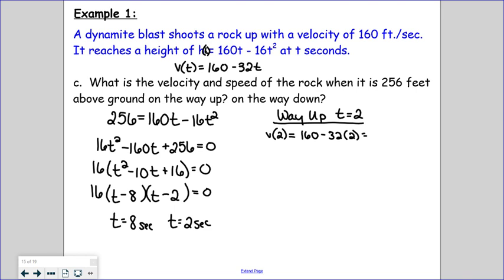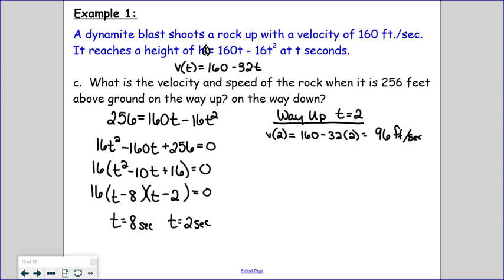Okay, let's see, 32 times 2 is 64. 160 minus 64 would be 96. We talked a little bit about our labeling on this one. If we're talking velocity, remember velocity is the derivative of our position function. We're talking in feet per second, so 96 feet per second.